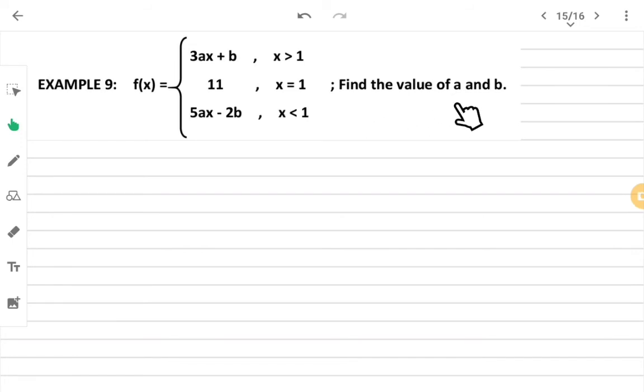And now example 9, f of x is given as a continuous function, and we need to find the value of a as well as b, and here they gave separate equations for the left hand limit as well as for the right hand limit. First we have to remember that it is a continuous function. It shows that LHL is equal to RHL is equal to f of x, and here we need to find two variables. That means we will get linear equations with two variables, and then we have to use either elimination method or substitution method to find the value of a and b.